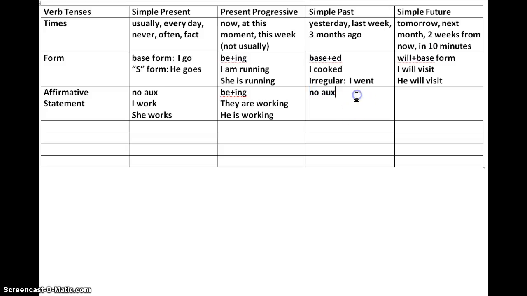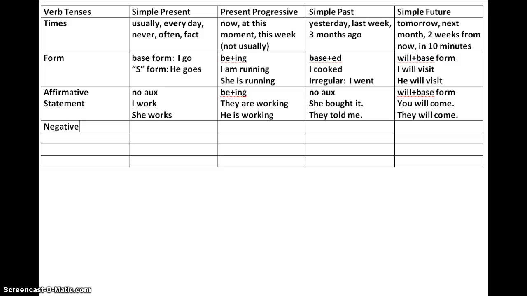In the simple past, there's no auxiliary in the affirmative, only in the negative and question. So in simple past, above it says I cooked, I went. I can say she bought it, they told me. Bought, told are simple past. In simple future, we'll have will plus the base form. This is true for all the people. I will visit, he will visit, you will come, they will come.